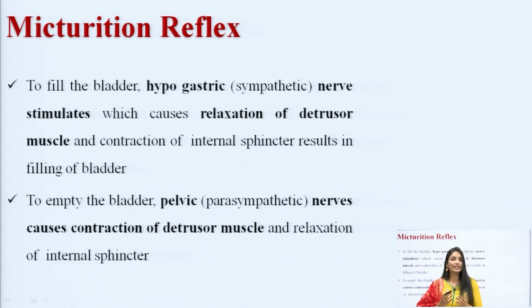So here we will discuss which nerve is going to fill the bladder and which nerve helps to empty the bladder. Okay, so first we will see which nerve is helping to fill the bladder. Filling the bladder, the sympathetic nerve will help, and to empty the bladder, the parasympathetic nervous system will help. So first we will discuss how to fill the bladder. So how will the bladder get filled?